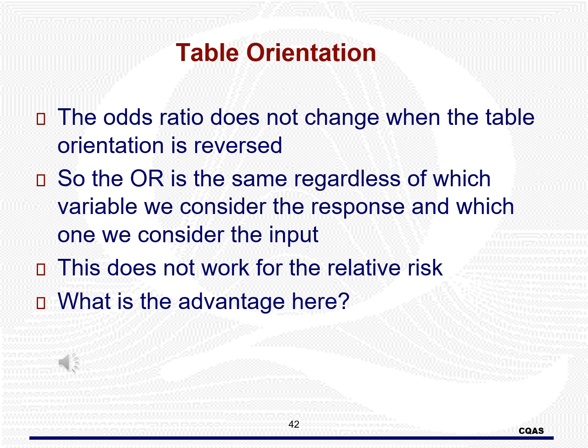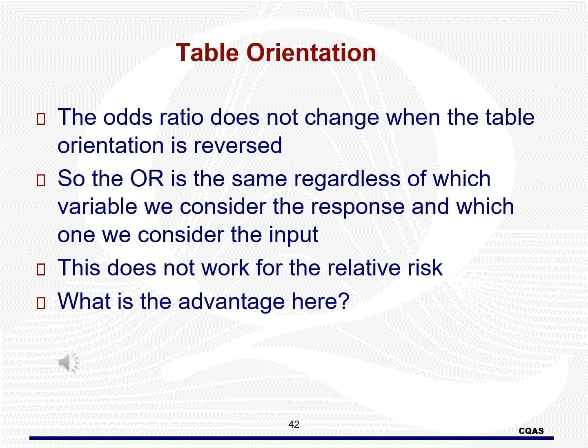Notice here that the odds ratio does not change based on table orientation. This means that the odds ratio is the same regardless of which variable totals are fixed. This is not the case for relative risk. The advantage here is that we can use the odds ratio for case control studies.